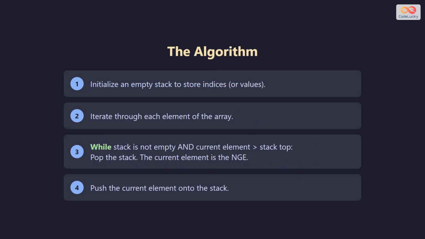Let's formalize the algorithm. First, initialize an empty stack. Second, iterate through the array from left to right. Third, perform a check. While the stack is not empty and the current element is greater than the element at the top of the stack, pop the stack. The current element is the next greater element for the popped value. Finally, push the current element onto the stack to wait for its own next greater match.